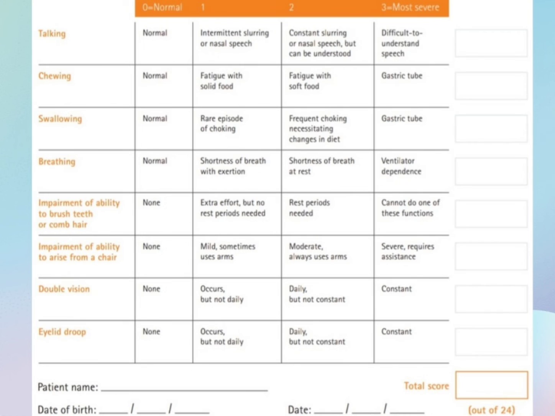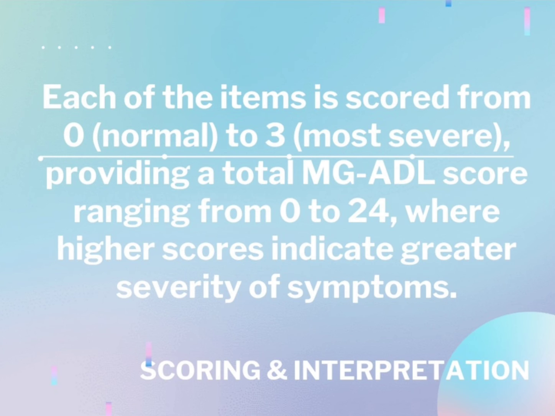Here is an example of the myasthenia gravis activities of daily living score sheet. Again, each of the items is scored from 0 to 3, providing a total score ranging from 0 to 24, where higher scores indicate greater severity of symptoms.